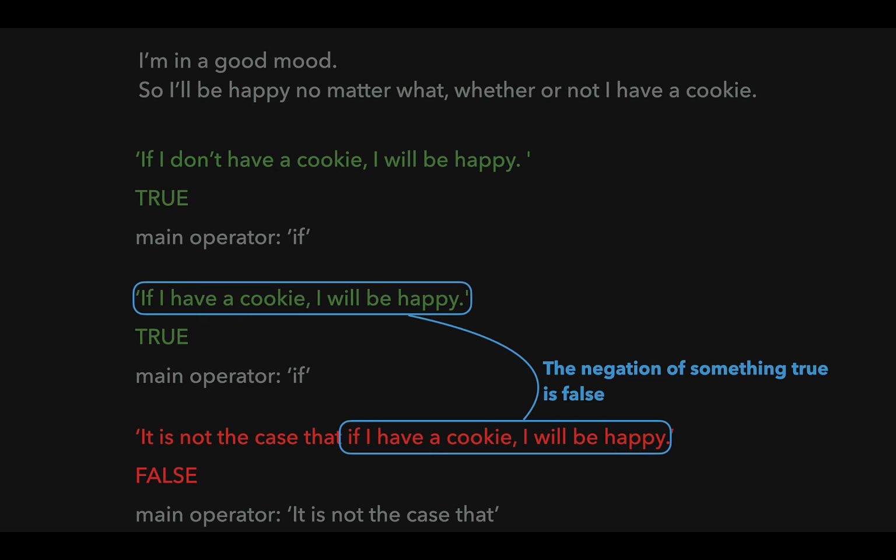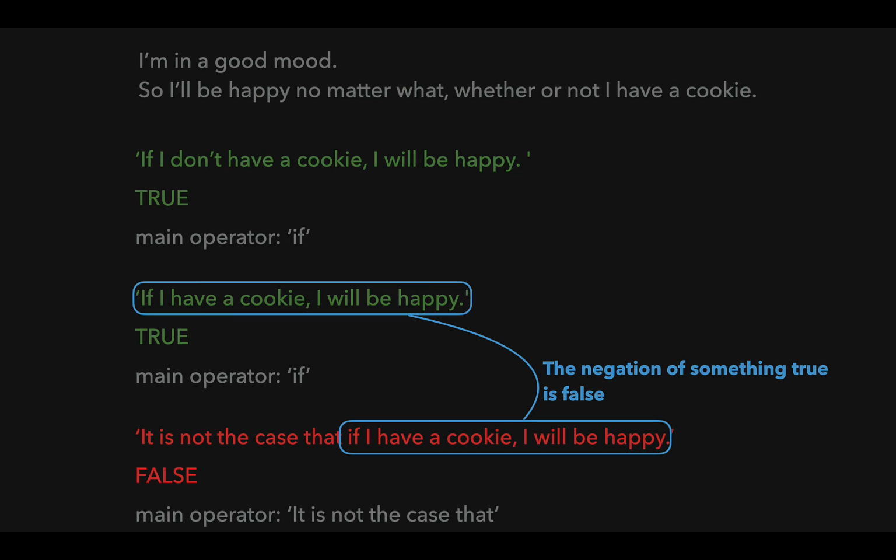The second one denies a certain conditional, that last one: if I have a cookie, I will be happy. It says no, but it's mistaken to say no. We should say yes. We should agree: if I have a cookie, I will be happy. And the negation one is telling us not to agree. So it doesn't say the same thing as the first one.